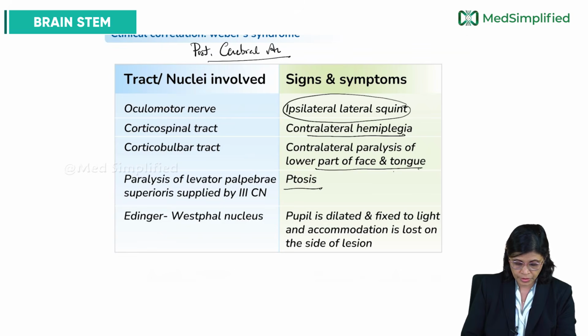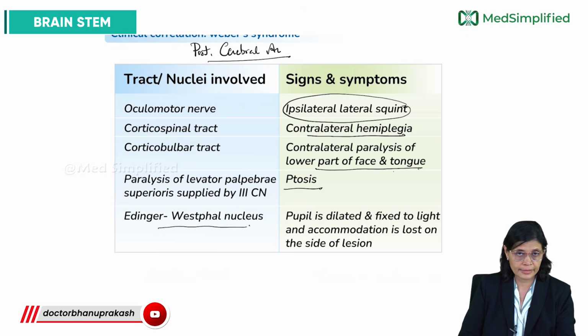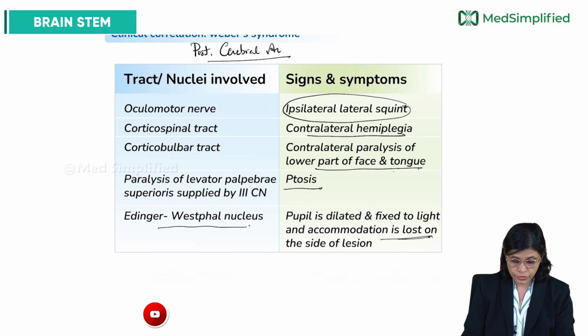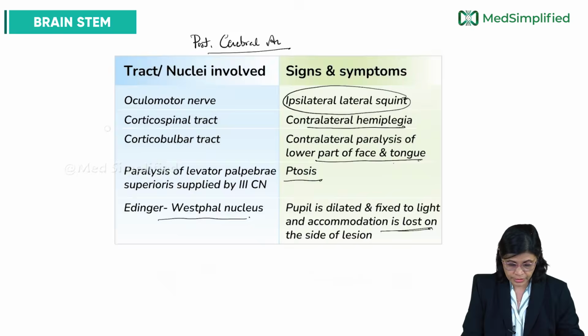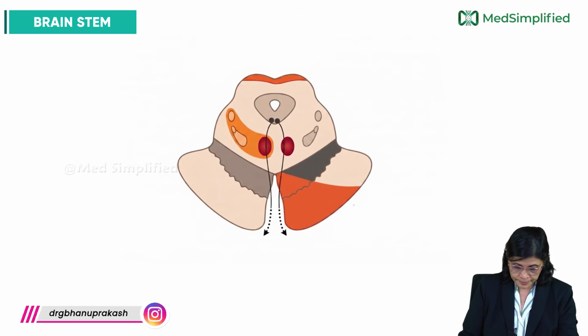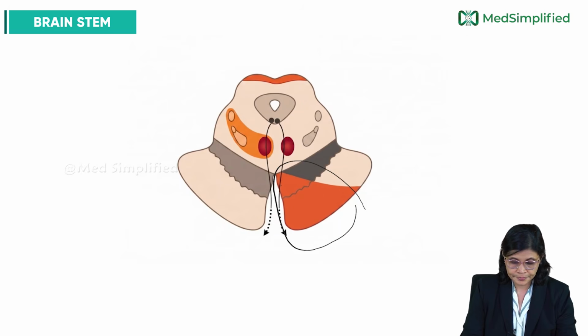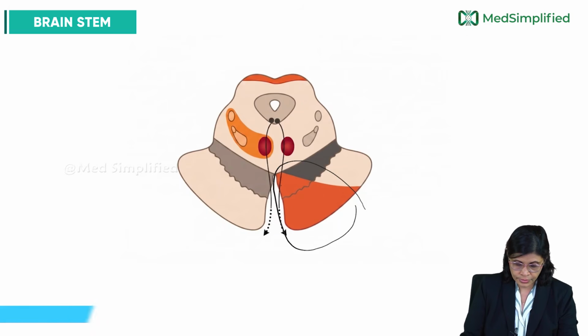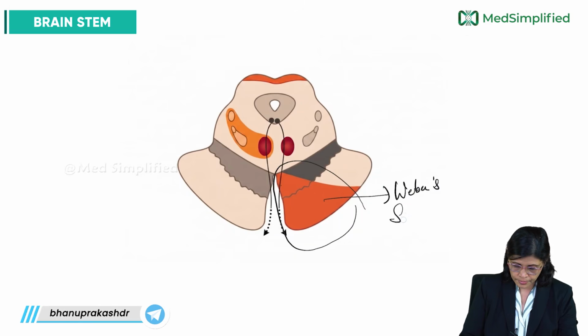There is ptosis, drooping of eyelids, and the Edinger-Westphal nucleus is involved, so the pupil is dilated and fixed to light, and accommodation is lost on the same side of the lesion. So those are the signs and symptoms of Weber's syndrome. This is the area involved in Weber's syndrome: the oculomotor nerve here and the corticospinal tract.